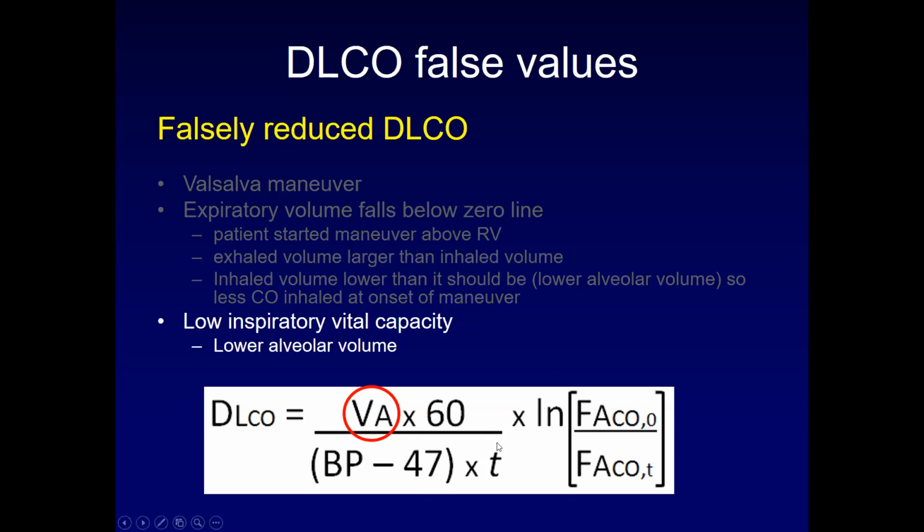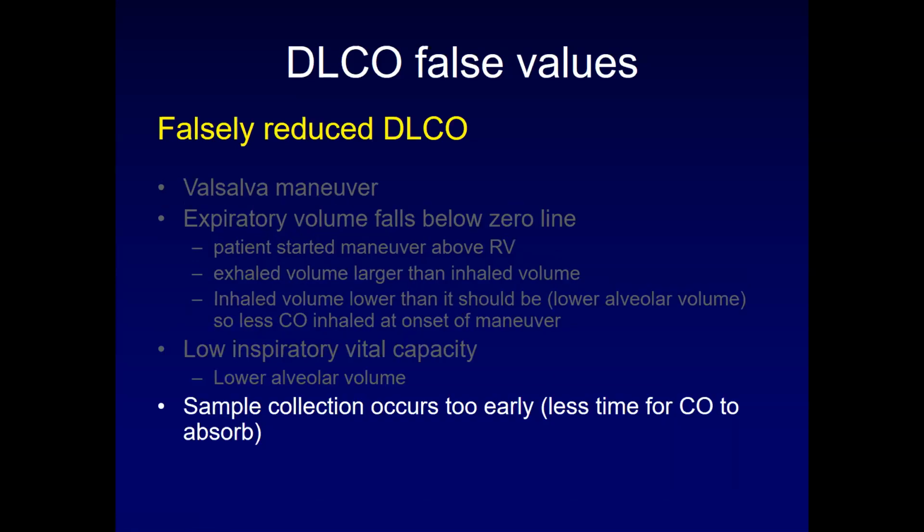But the other thing I'll point out to you is the T is the breath hold time over here. So a breath hold time that's too short or too long can monkey with the diffusion capacity as well. And as we talked about when I showed you what the hatch box means, if sample collection occurs too early, it means less time for carbon monoxide to absorb, and then it leads to a falsely reduced diffusion capacity.